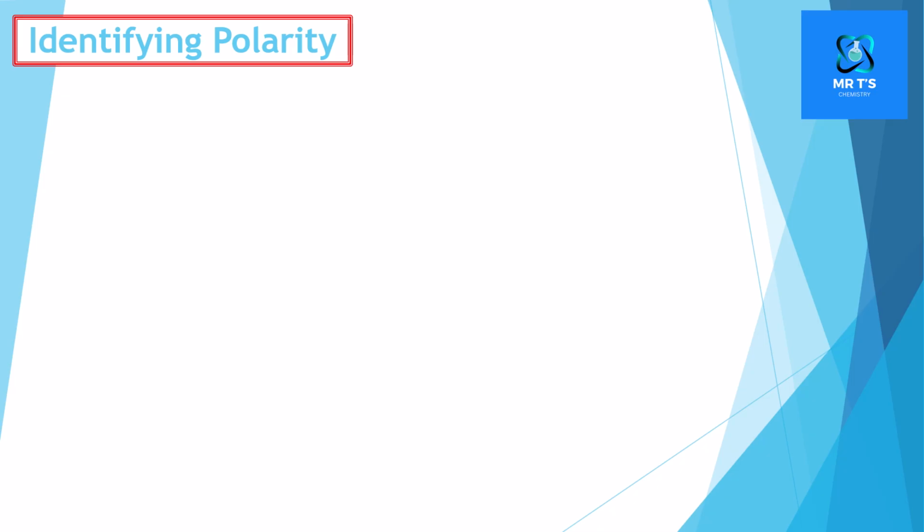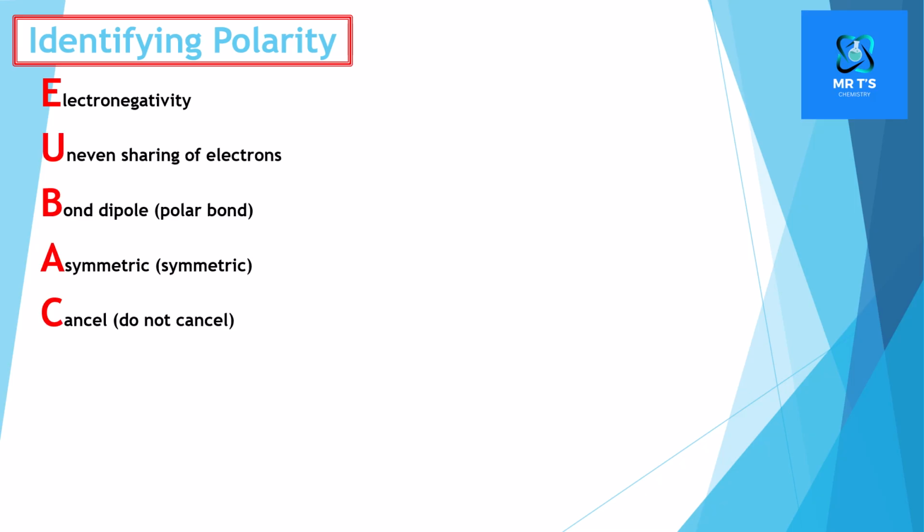They're also going to expect us to write a polarity paragraph. Now the polarity paragraph is, okay, I've worked out what the shape is. Is this molecule polar or not? So to remember whether a molecule is polar or not, I use the acronym UBAC. Okay, UBAC is for me to remember the 5 things I need to include in my paragraph.